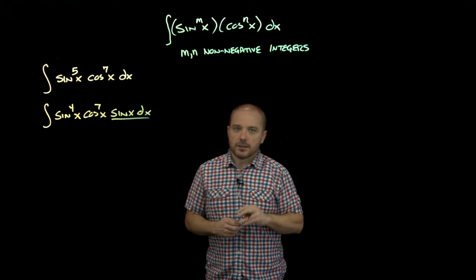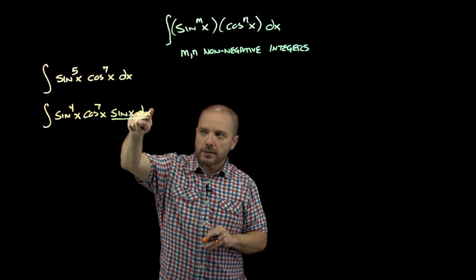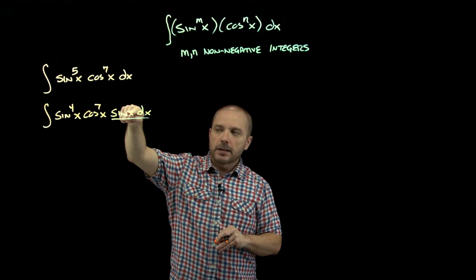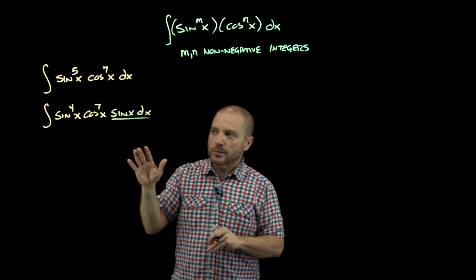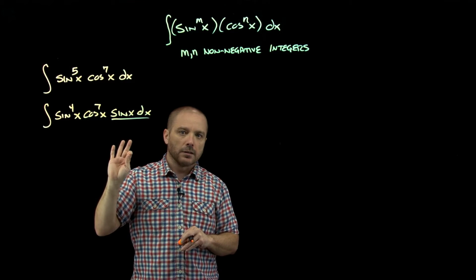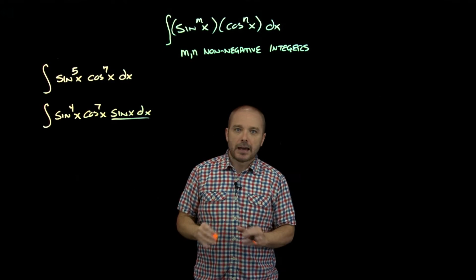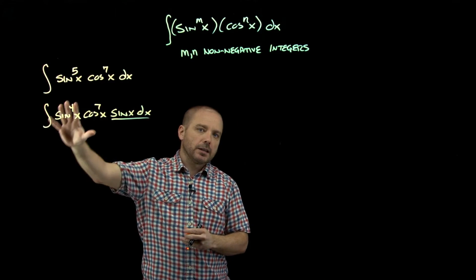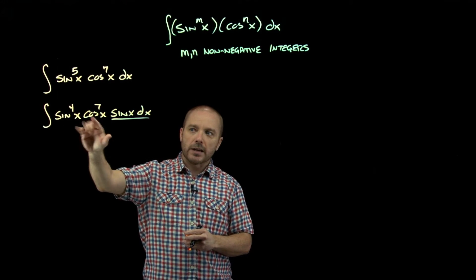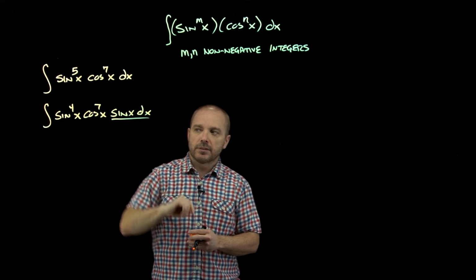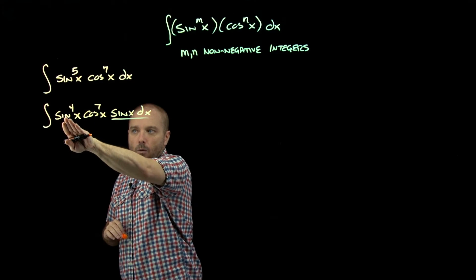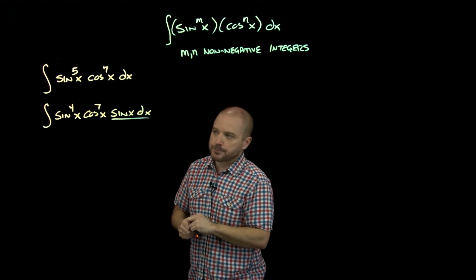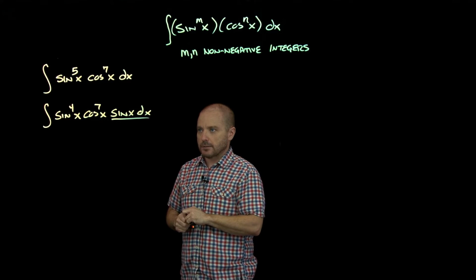And the idea is that that is going to be part of my du. So if that's going to be part of my du, then the u that I'm shooting for is u being cosine. So what I would like is everything in here to be in terms of cosine except for that one sine I just factored off. So this is already in terms of cosine, so that's good. I want to rewrite sine to the 4th in terms of cosine.